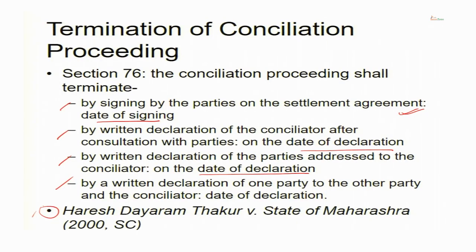Whereas Section 73 identifies three requirements. It must be signed by the parties, which has not happened in this case. It must be authenticated by the conciliator, again not visible. And a copy must be furnished to the parties. None of these requirements have been followed. So therefore, this proposal cannot be called a valid settlement agreement. When law gives you a method to do something, do according to that method. That is what the Supreme Court says in Haresh Dayaram Thakur versus State of Maharashtra, year 2000, Supreme Court.